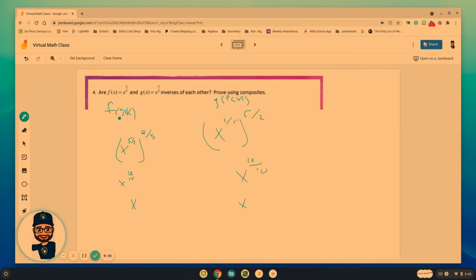It's all about using those composite functions to plug into the other equation, but we do have to make sure we do it and check both ways. This is what we'll be looking for on the mini test in terms of showing your work.